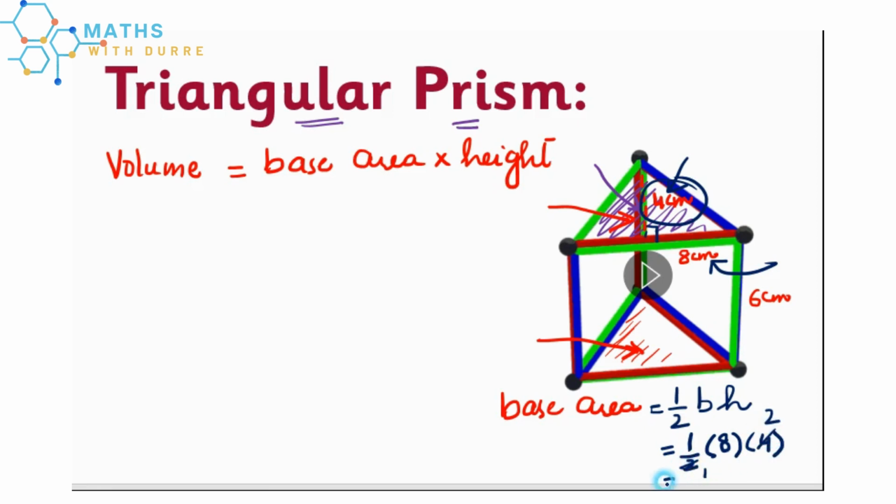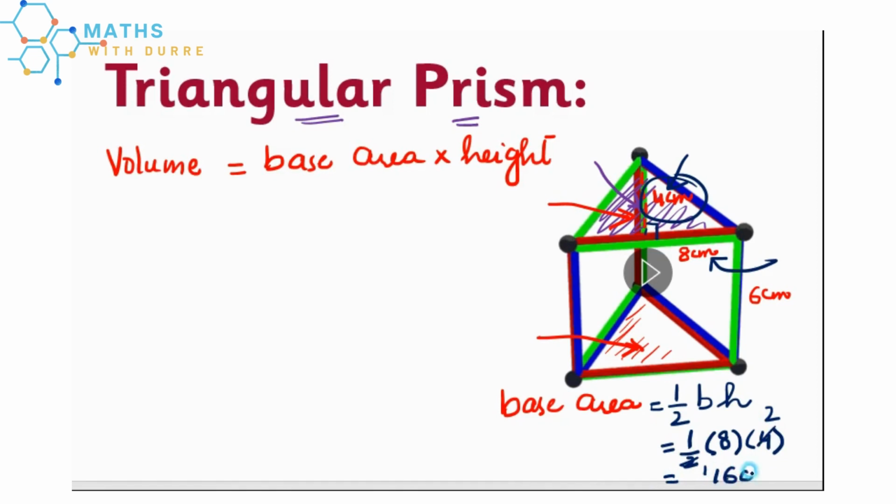After calculation we get the answer 16 centimeter square. As you know, this is area, so your unit will be square unit. So I'm going to substitute 16 centimeter square.